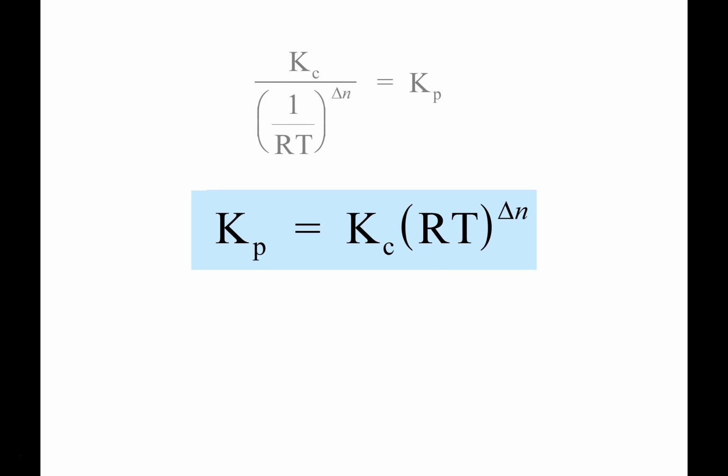Another form of that looks like this, a little more flattened out version. If in this case I was given my KC and wanted to find my KP, here's what that would look like. I would take my KC and multiply it by RT raised to whatever the difference in the moles is. Again, it's the sum of the product moles minus the sum of the reactant moles.